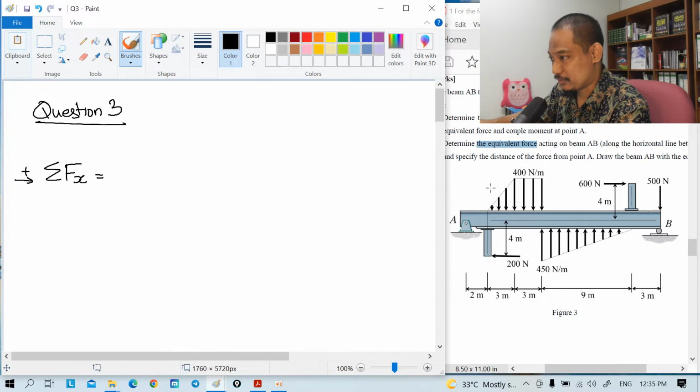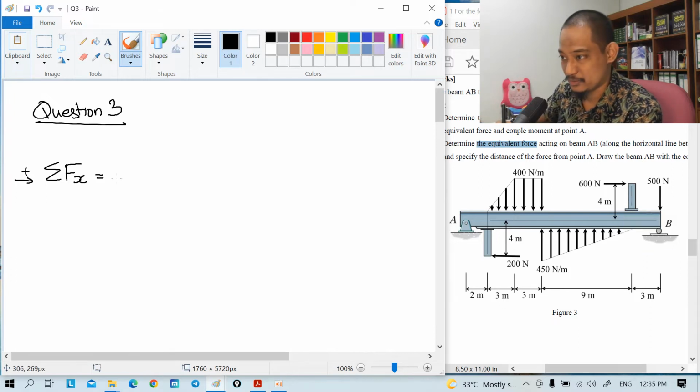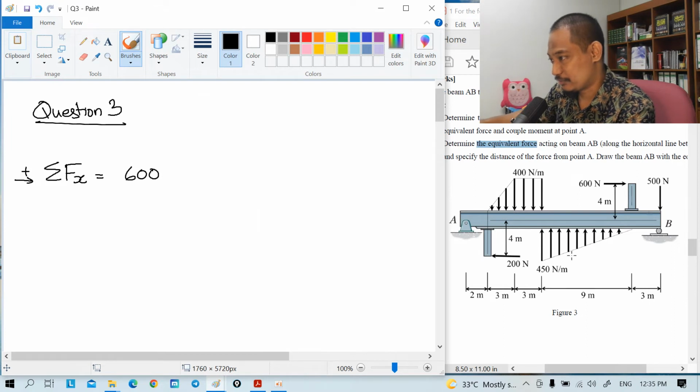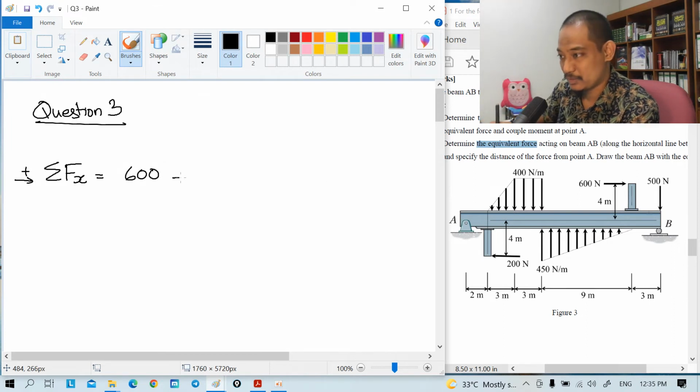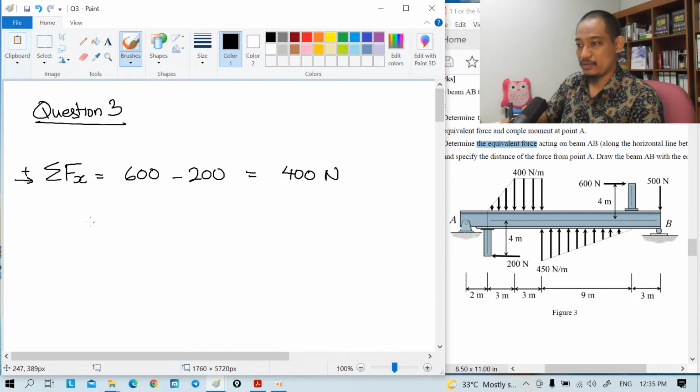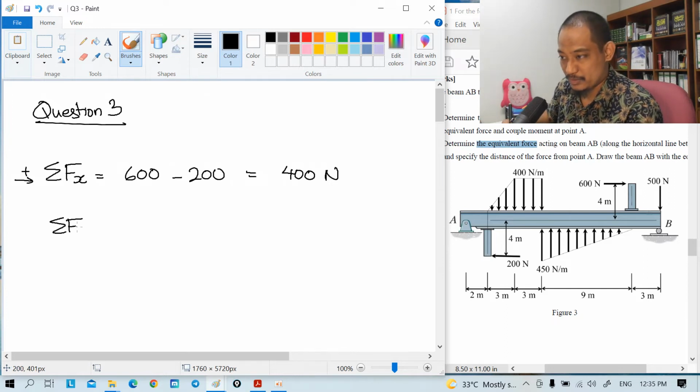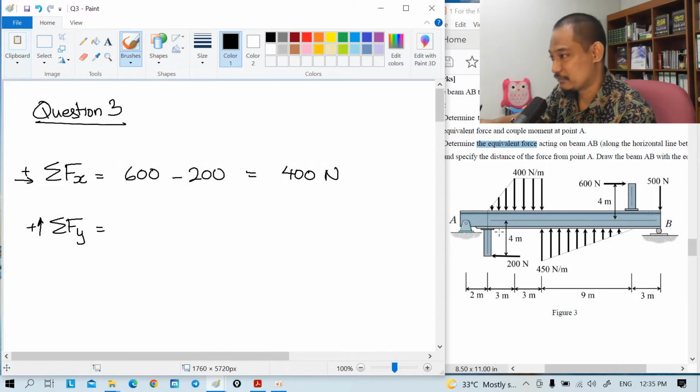The distributed load does not have any x component. This one is 600, there, 500 downwards, no, 450 here, no, and then this 200, so minus 200, nothing else, so it should be equal to 400 Newton. Now find summation of force in y. If I take upwards as positive, so this 400 Newton.